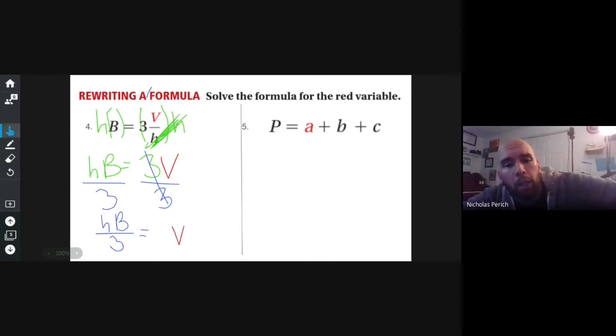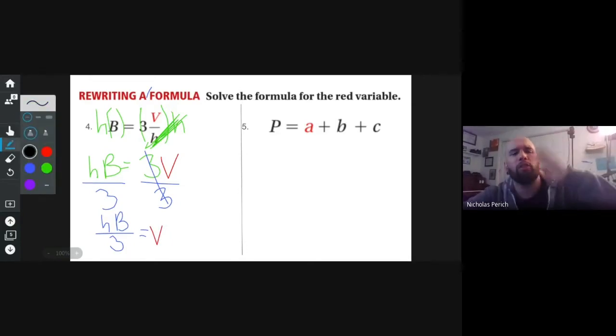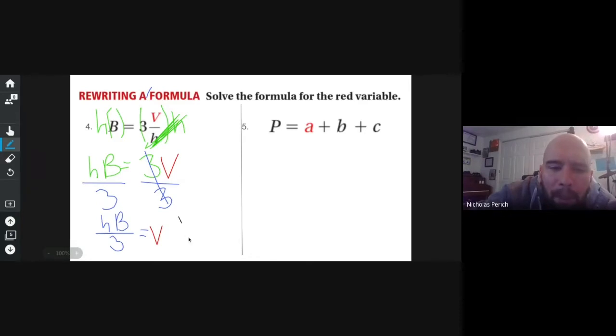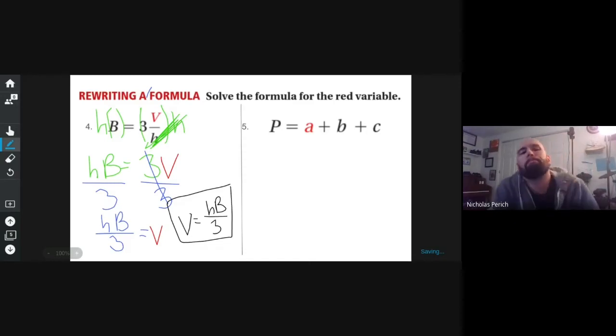But you know what I'm going to say, those of you who are with me, he doesn't like V on the right. He likes it on the left. So let's just flip it. Let's just flip it real good. V equals HB over 3. And that's it. That's the volume of a cone, kids. You'll learn about that in chapter 8, maybe 7.